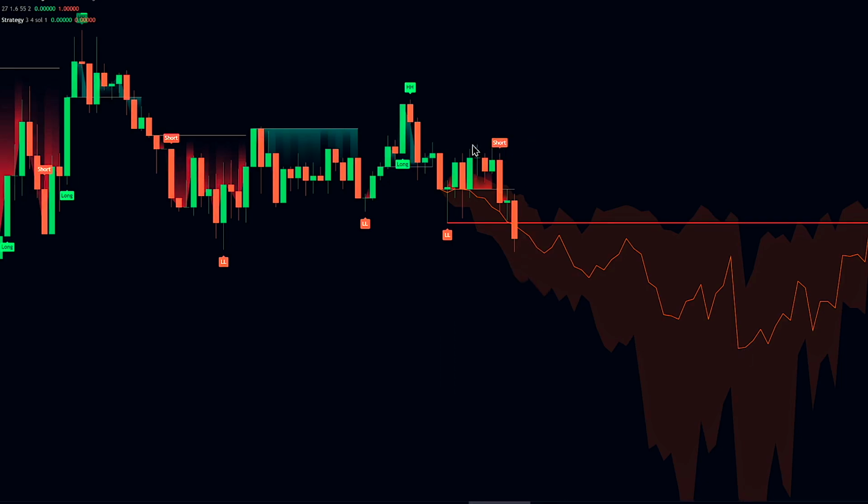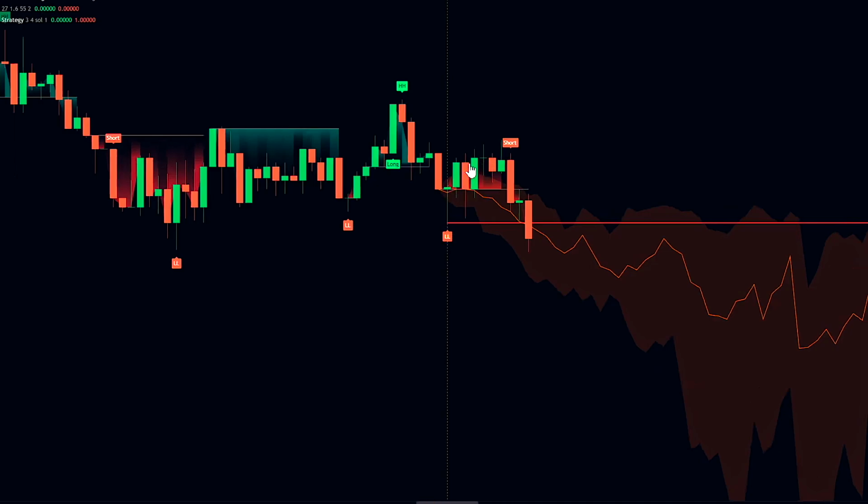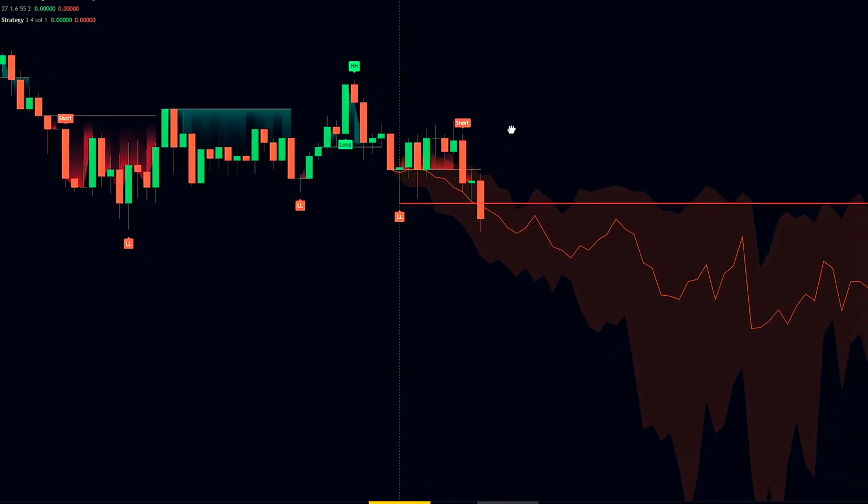Second, you need to see at least one short signal from the twin range filter after that lower low has formed. Start from the breakout candle and look forward. And right here, we get a short signal. That matters because it signals bearish momentum, which confirms our setup.